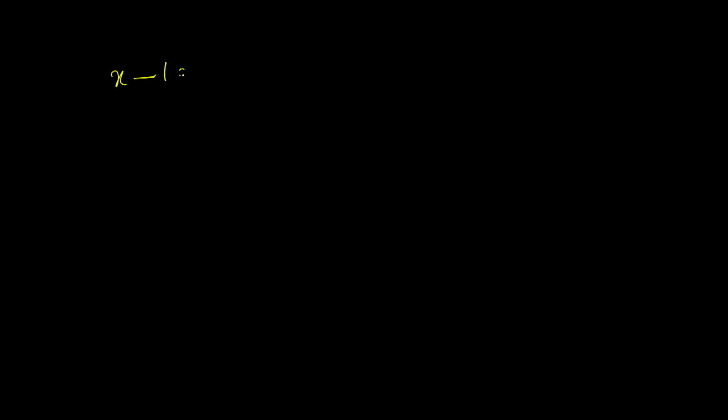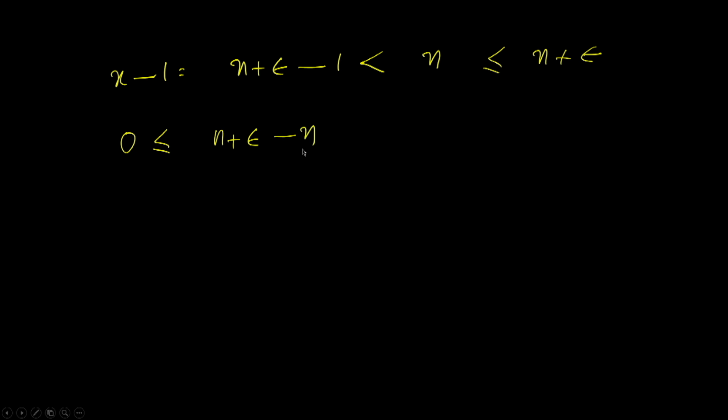X minus 1 is n plus epsilon minus 1, which is less than n, which is less than or equal to n plus epsilon, which proves the second line. 0 is less than or equal to n plus epsilon minus n, because epsilon is greater than or equal to 0. This is of course epsilon, which is less than 1, which proves the third line.